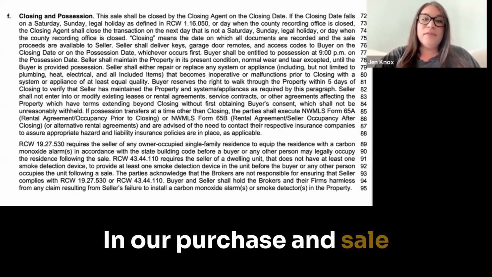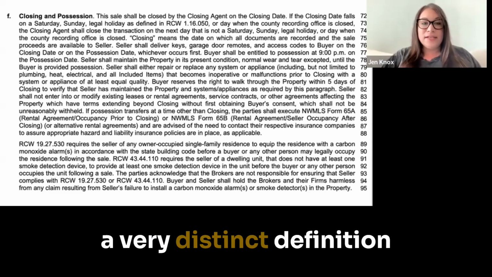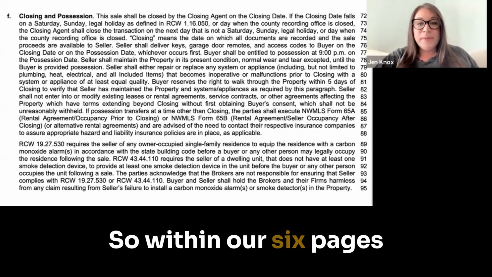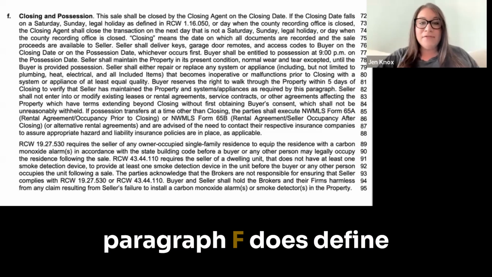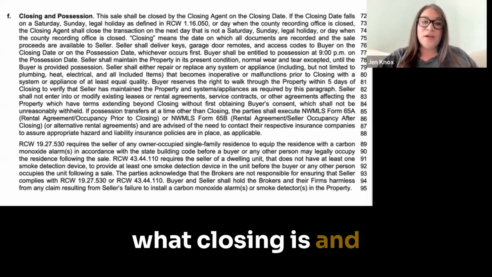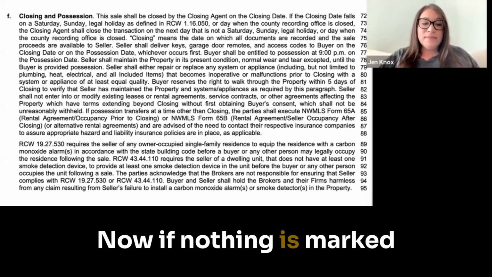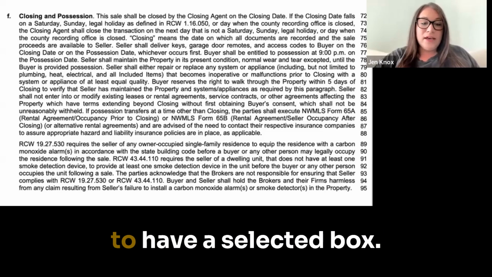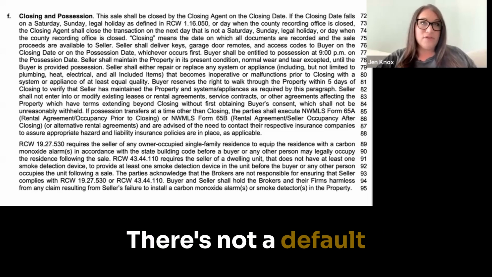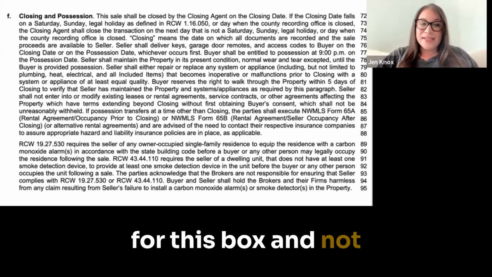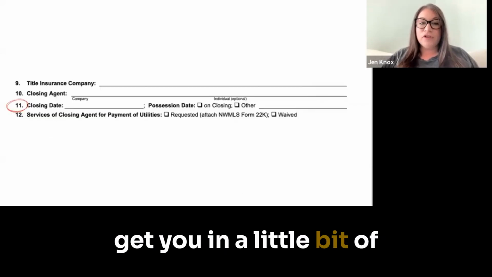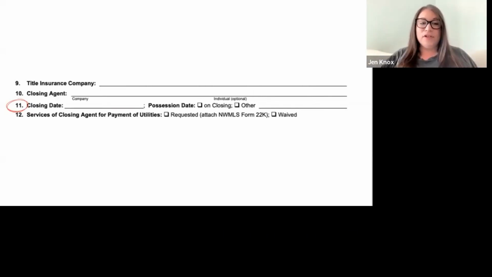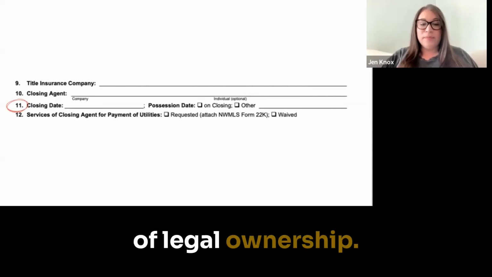In our purchase and sale agreement, we do have a very distinct definition of what closing and possession actually mean. So within our 6 pages of boilerplate language, paragraph F does define what closing is and what possession is. Now, if nothing is marked in your closing and possession, you do need to have a selected box. There's not a default for this box, and not selecting that box could get you in a little bit of trouble figuring out when the transfer of people will happen versus the transfer of legal ownership.